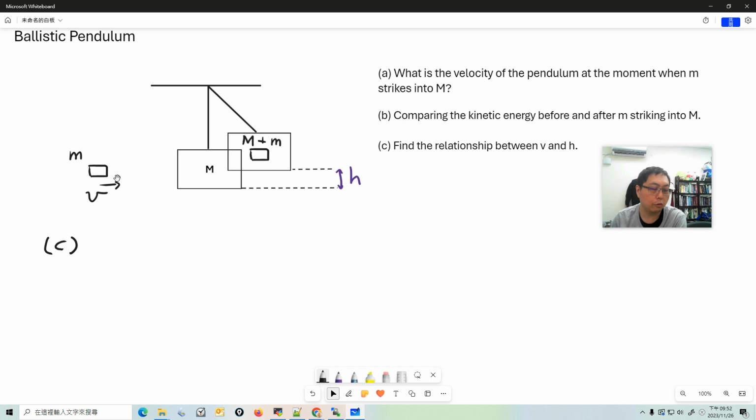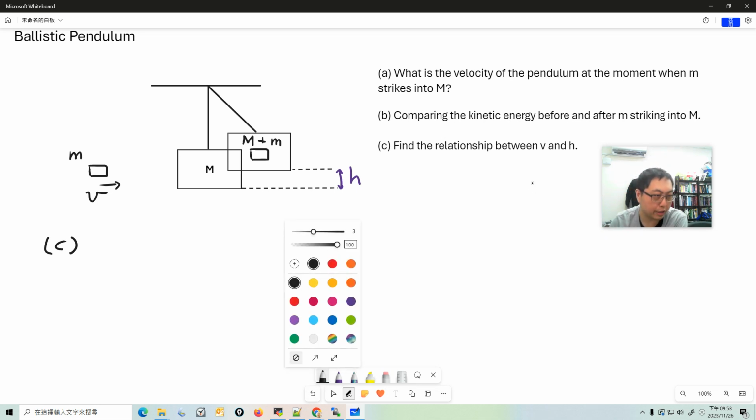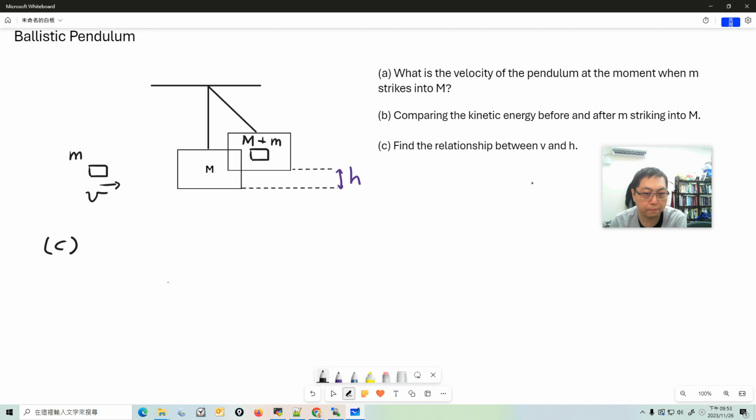When the bullet strikes into capital M and carries a certain velocity, you have kinetic energy, and then the whole system swings up to height h. That means the kinetic energy will transform to potential energy. Actually, you want to find a relationship between v and h. This is an energy conservation problem, so let's start using energy conservation.